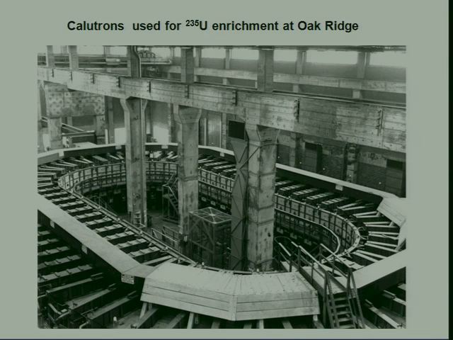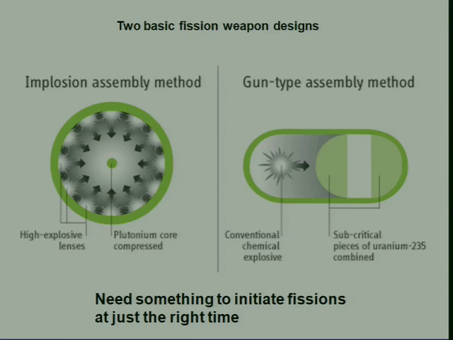And they would run these things for days and days and days, and then pull these graphite receivers out and actually scrape the stuff out, knowing that the 235 would be over here, the 238 over there. And gradually they built up many, many kilograms of uranium that way. So you probably all have seen this before, but there are two basic ways to make this work.